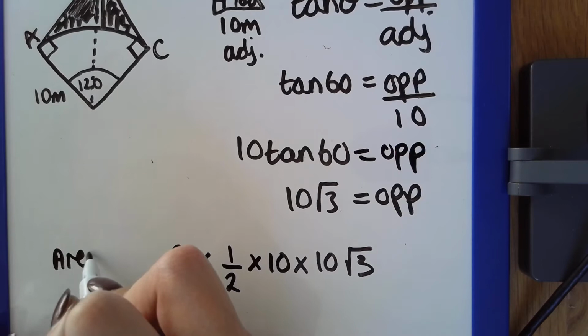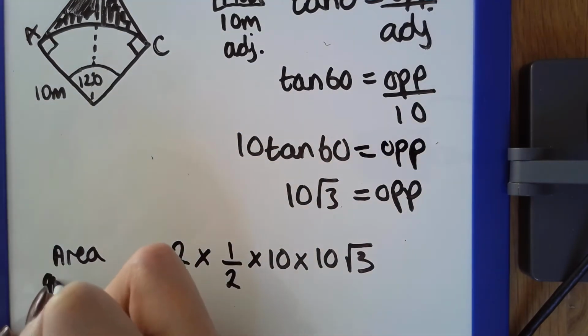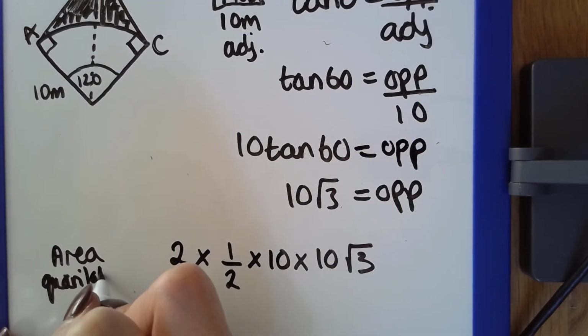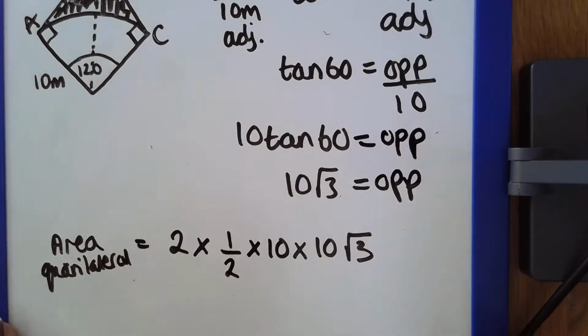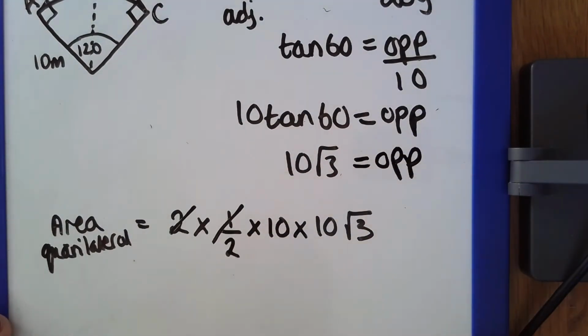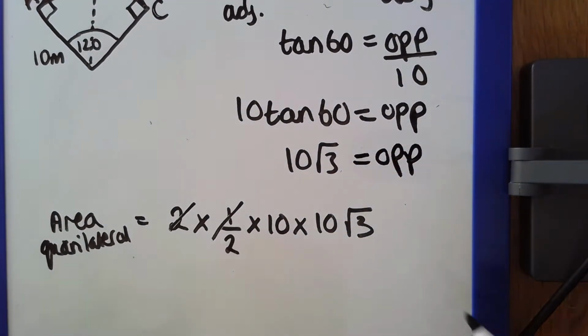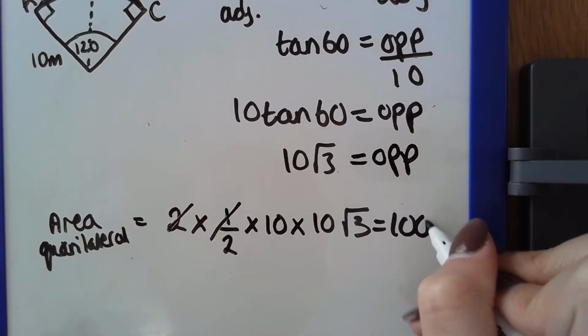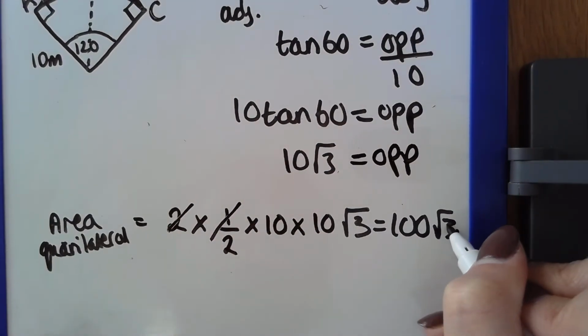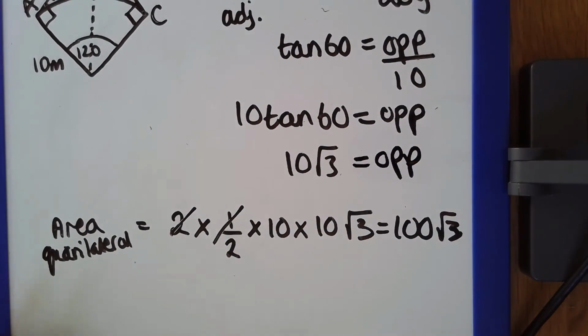So the area of the quadrilateral: the 2 and the half cancel out, 10 times 10 root 3, so I've got 100 root 3. I didn't use the exact value because then I'd have to write it out all the time.